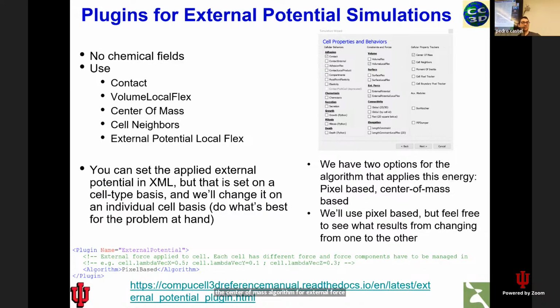So basically, external force works in two ways. The first one is like chemotaxis. You promote copies of pixels in the border of the cell towards the direction you want.